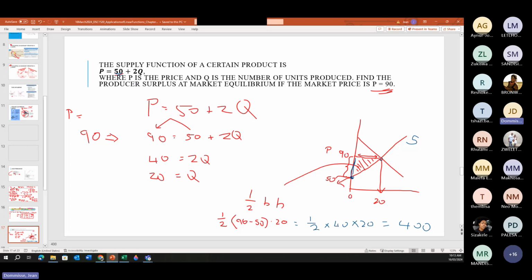They needed to tell you something to work out that equilibrium. They can't just tell you to work out the producer surplus at the equilibrium. They need to tell you what that equilibrium is. They could have given you a demand function to work out that equilibrium. Or they can tell you what the market price is at that equilibrium, or they could have told you what Q is at that equilibrium. So they said what the price is, but they could have told you the market quantity is 20.